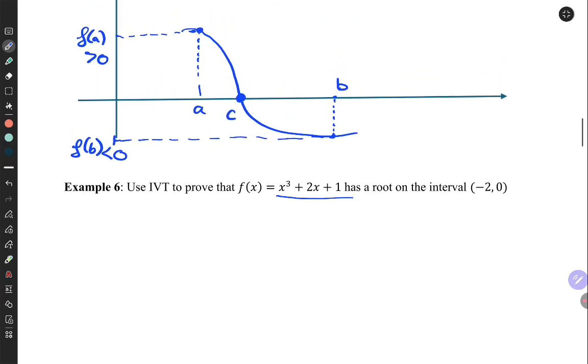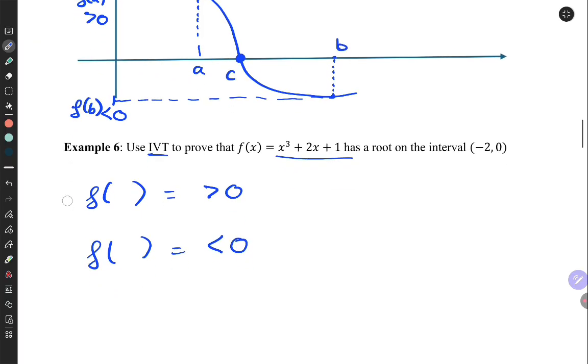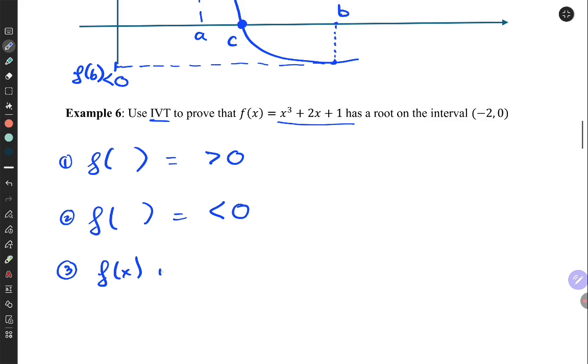This is your function. Use IVT to prove that you have a root between -2 and 0. What do you do? Pick a number. Pick two numbers, actually. One of them has to be greater than 0, the other one has to be less than 0. That's the first thing. The third thing, you also have to show that f of x is continuous.